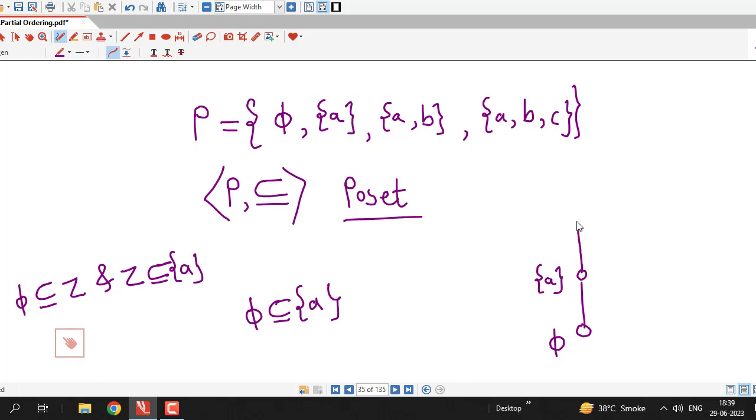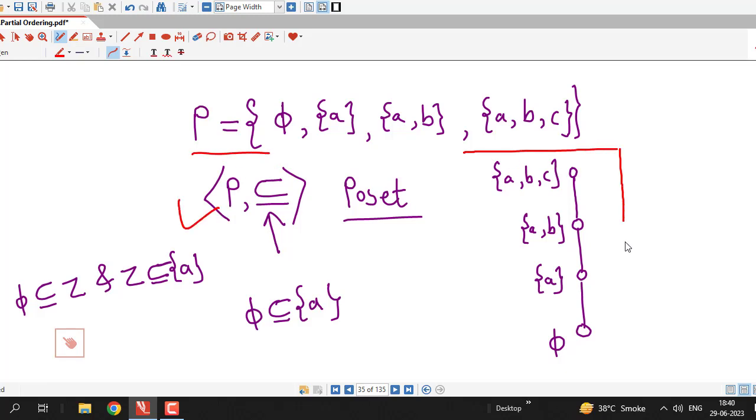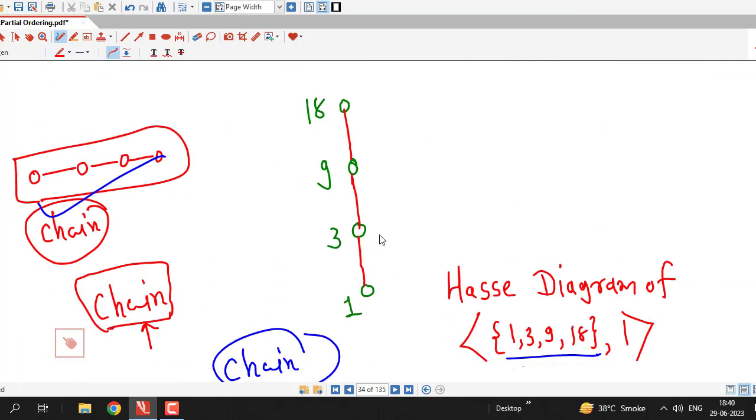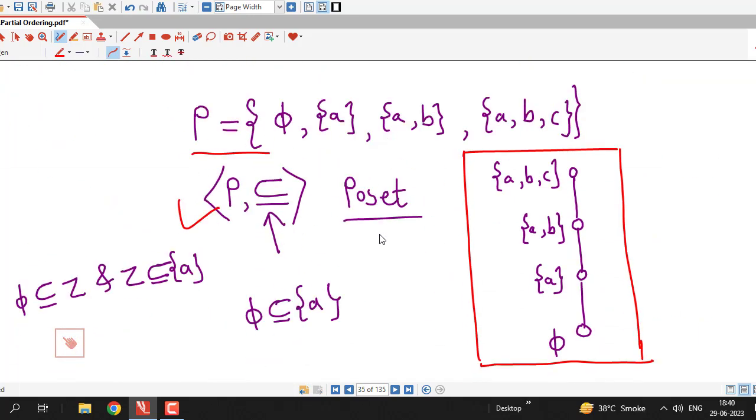Similarly, we have already discussed this type of things in earlier lectures also. The set having AB is also a cover of the set having only one element, and the set having 3 elements ABC is a cover of this set having 2 elements under this inclusion relation. So you can see this is the Hasse diagram of this partially ordered set, and if you compare these two Hasse diagrams, then they are exactly the same. Here we have a chain of 4 elements, and here also we have a similar Hasse diagram.